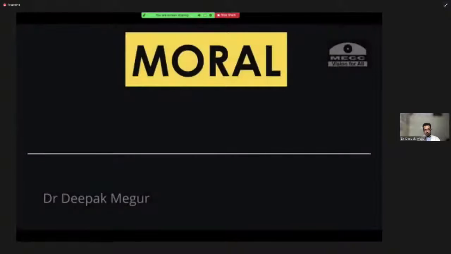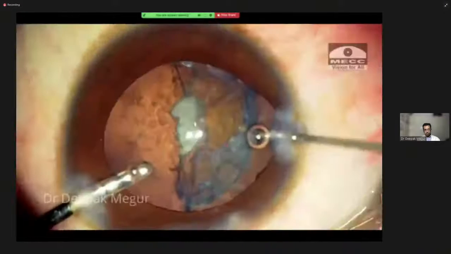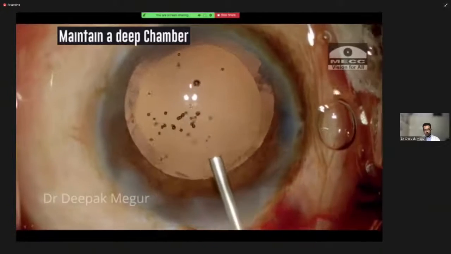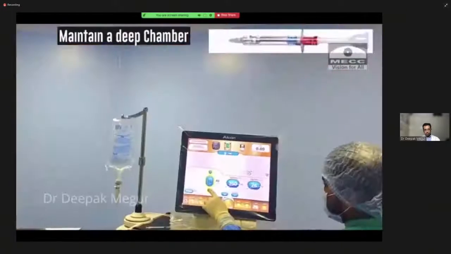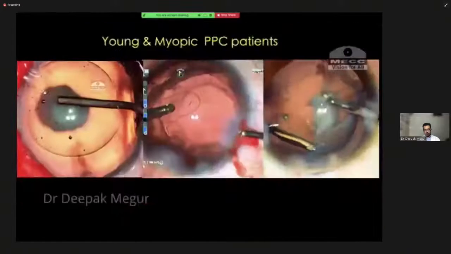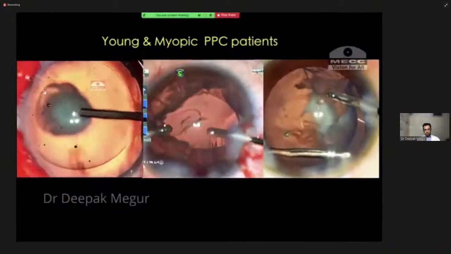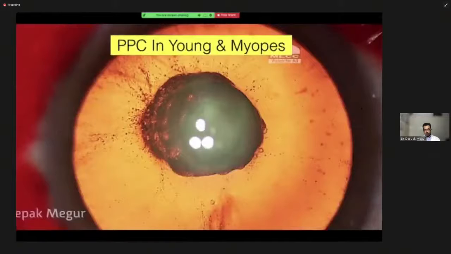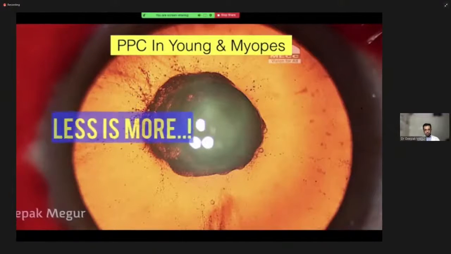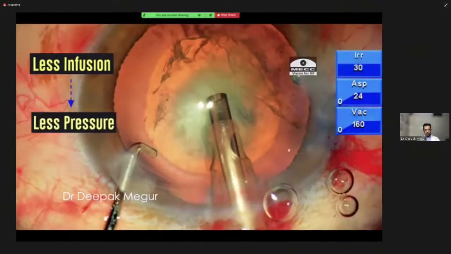The moral of the story is short. More is not always good. Traditionally, we are all taught to be so obsessive of maintaining a deep chamber during surgery to avoid surge. We increase the bottle height, use pressurized infusion, use OVDs to pressurize the eye, but we can clearly see that this can be counterproductive in a select group of patients. So in these postpolar cataract patients with low scleral rigidity, I would say less is more. Less infusion, less pressure inside the eye at every stage, and that's the way to go.